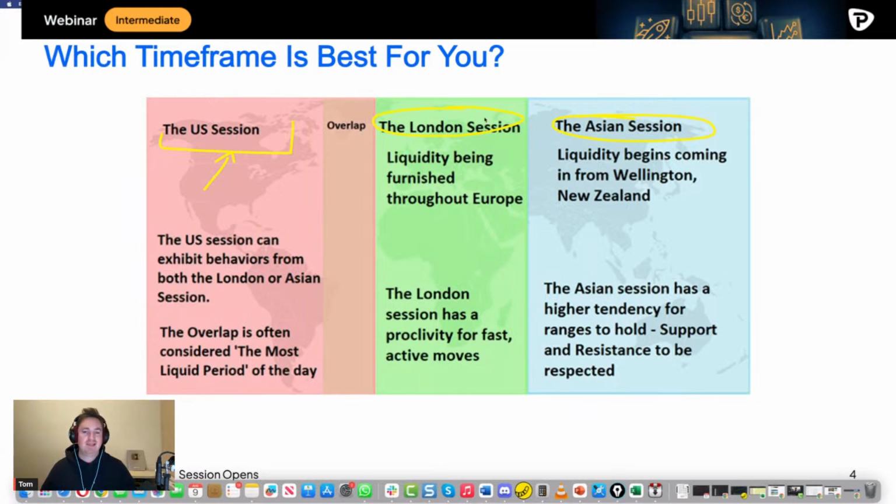So what about London session? Well, if you're a currency trader and you like the idea of trading currency, then you might like the London session the most, especially with commodities.